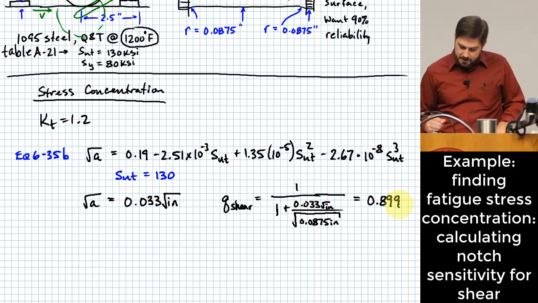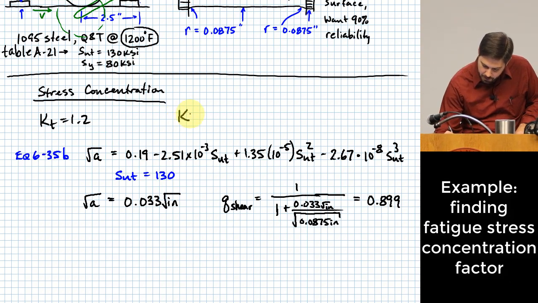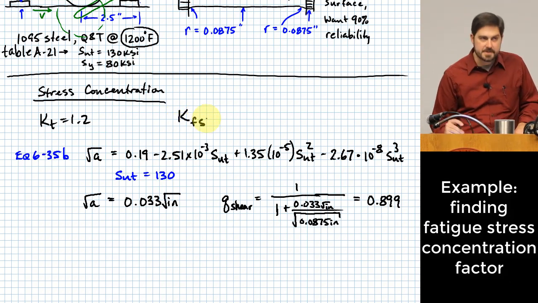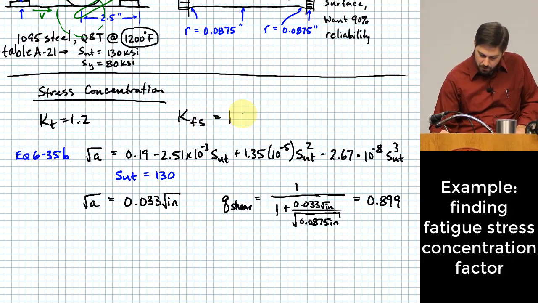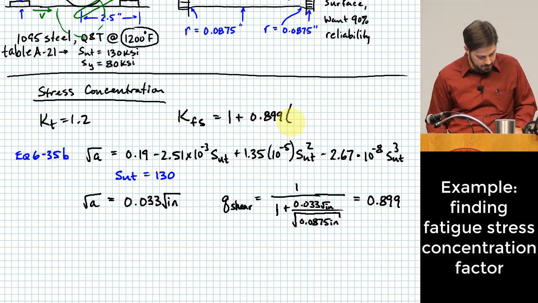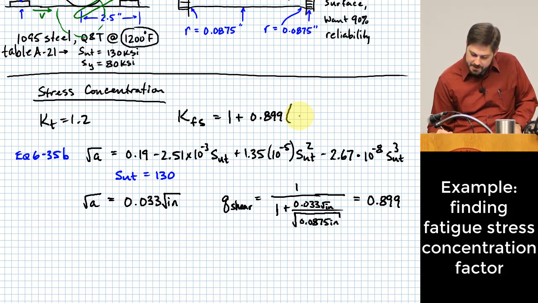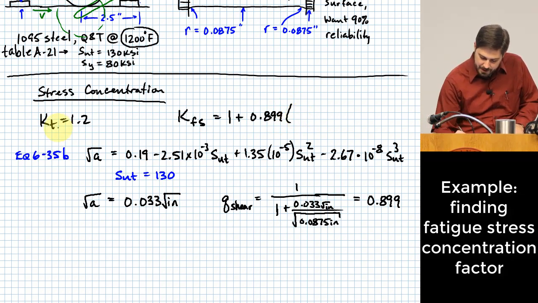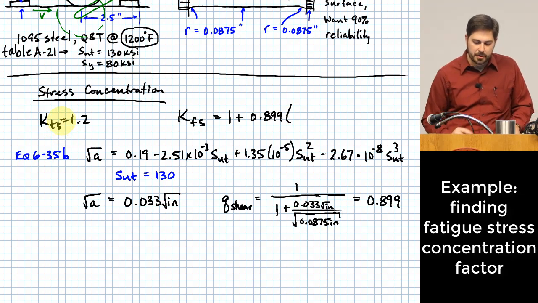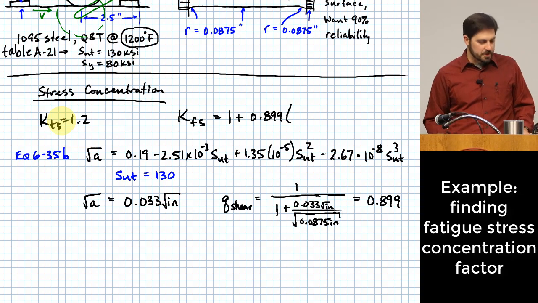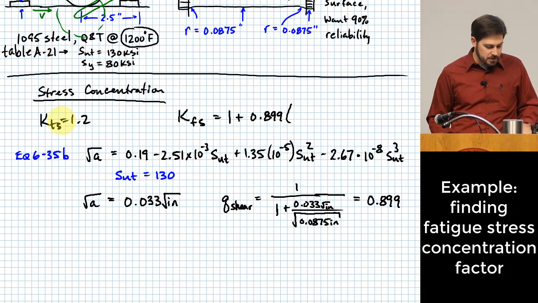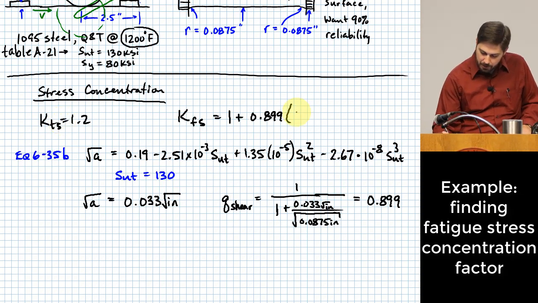So then I plug that into an equation to find K sub Fs. The little s on there means for shear. And this is going to be 1 plus Q sub shear times K sub Ts. And that's, by the way, another thing that a lot of times, if it's a shearing orientation, they'll call that K sub Ts. It doesn't really matter, but I want you to know why they're using notation of a certain variety. So we plug in 1.2.